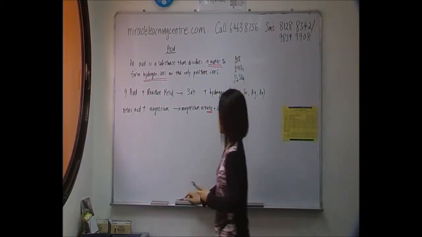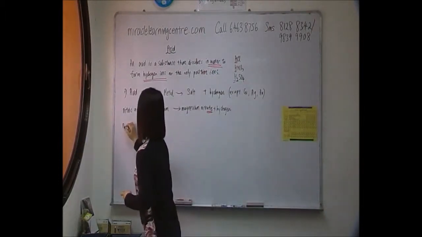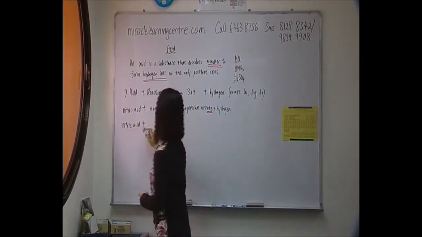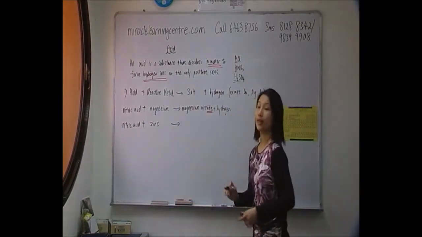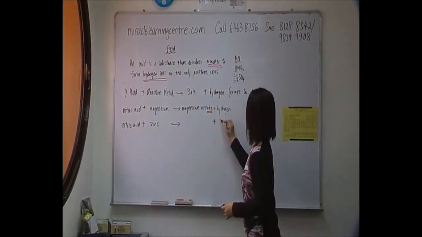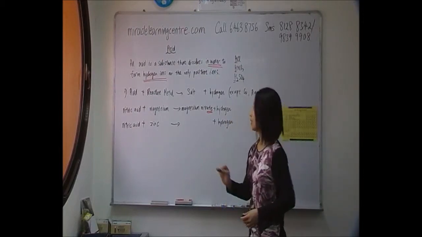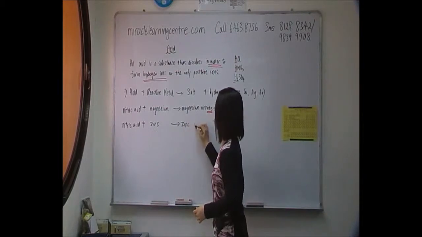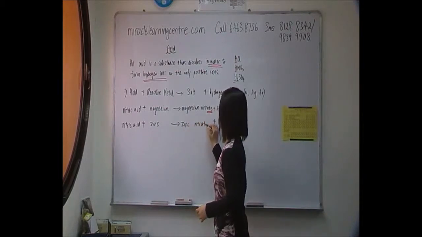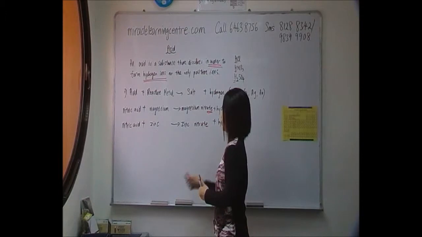Let me give you another example. It is nitric acid again, reacting with zinc. So again, you will get hydrogen gas. Now because the metal is zinc, the salt will be zinc nitrate, ATE.